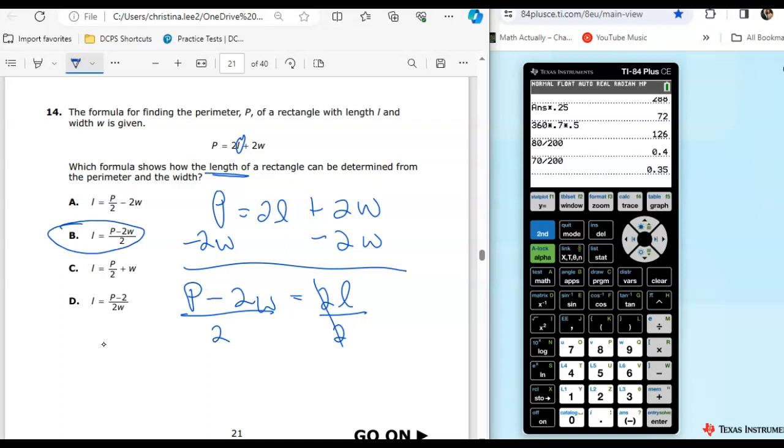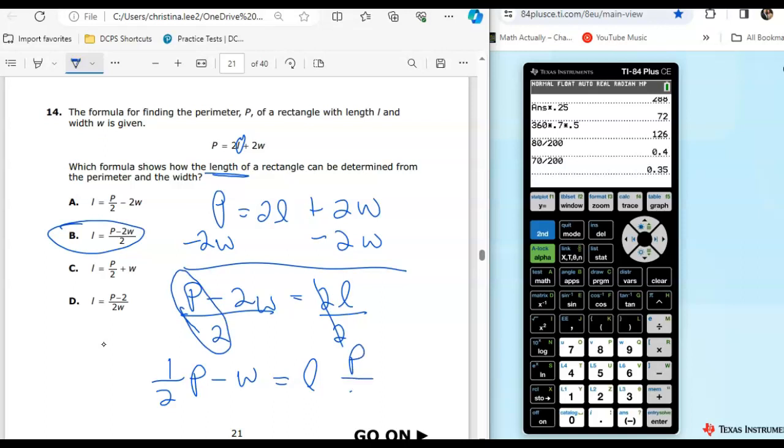Now if for some reason you look over at your answer options and you don't see that answer option, note that you can also rewrite that equation as 1/2 P minus W, because negative 2W divided by 2 is just W. And so if you don't immediately see that equation as a multiple choice option, you can always manipulate that equation further. Remember that P minus 2W over 2 is the same as P over 2 minus 2W over 2 because they have that common denominator. So I'm going to show you what I mean here.